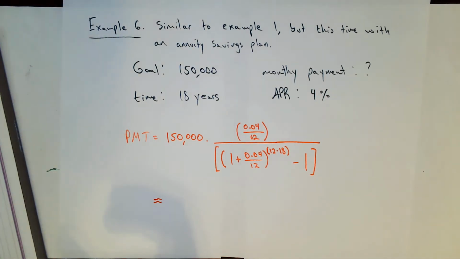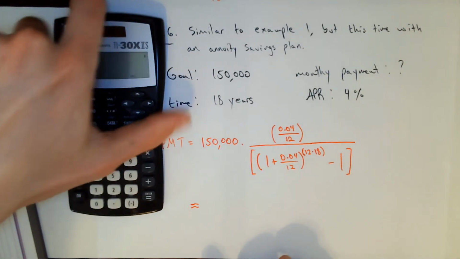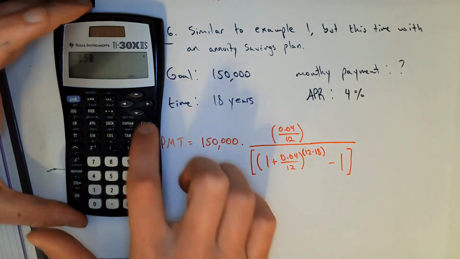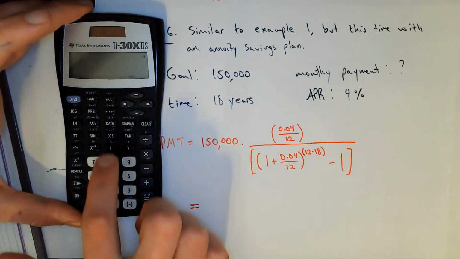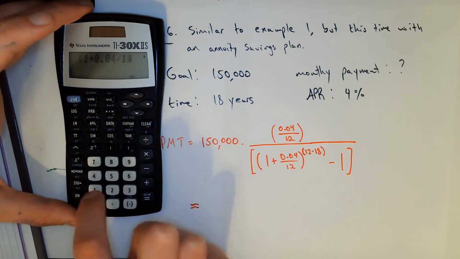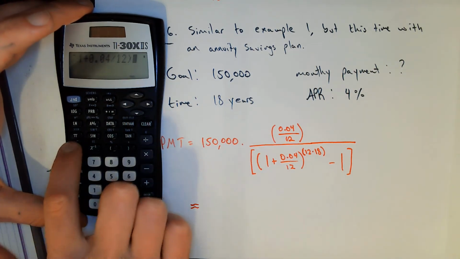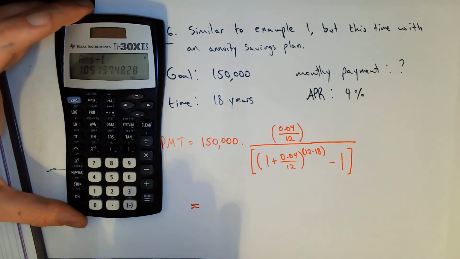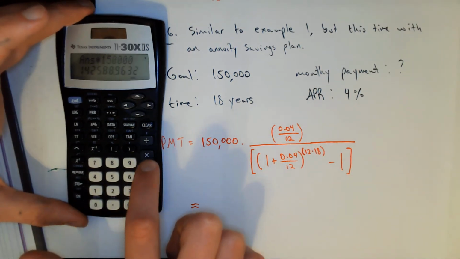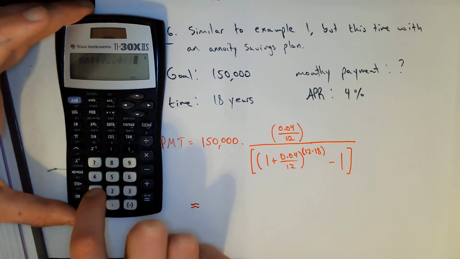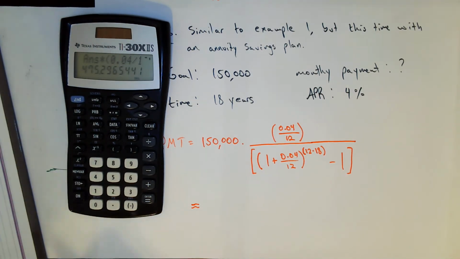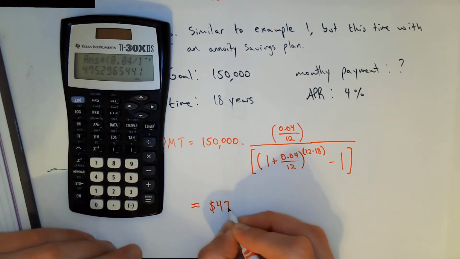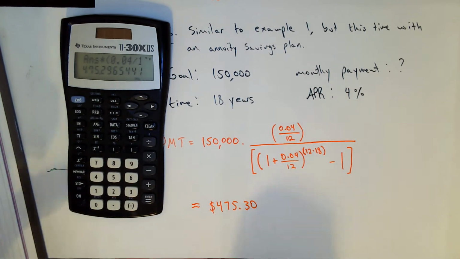Approximately, and let's go ahead and calculate this. How did we do it before? Find this first and then invert it. So 1 plus 0.04 divided by 12 raised to the 12 times 18. Don't forget minus 1. And now invert it. Okay. Now times 150,000, and then times this last little fraction part, 0.04 divided by 12. Okay, so I'm getting $475.30.